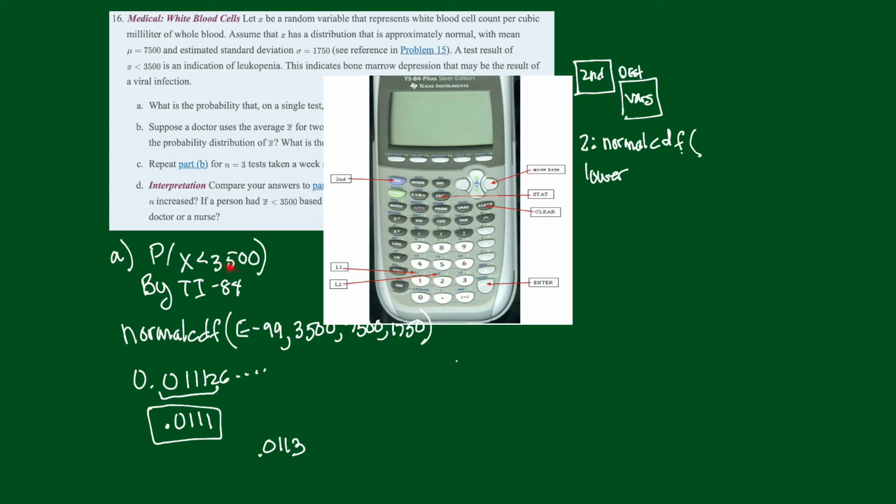Now here's how we get negative infinity on the calculator. We're going to press second. Then we're going to press this key here. All right, so what we've done is we press second, and now we're going to come to here, right above the comma, which is right above the 7. So you go to the comma.